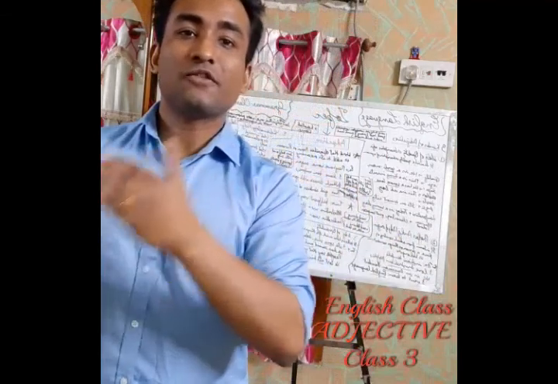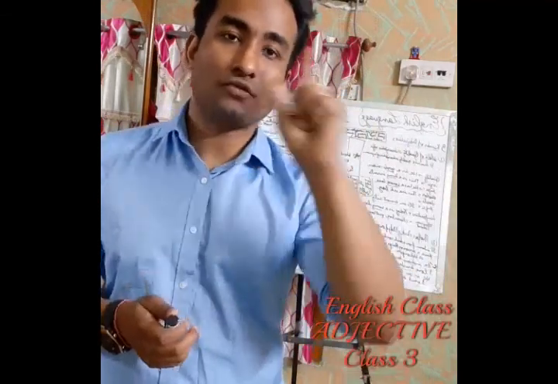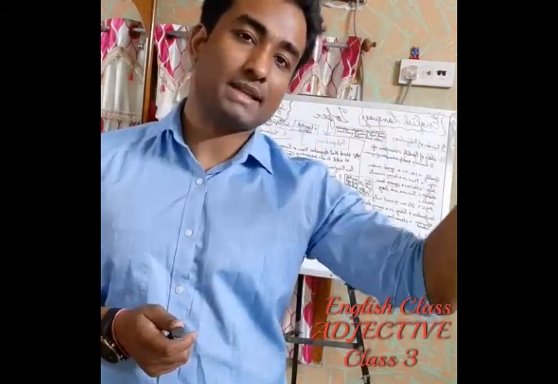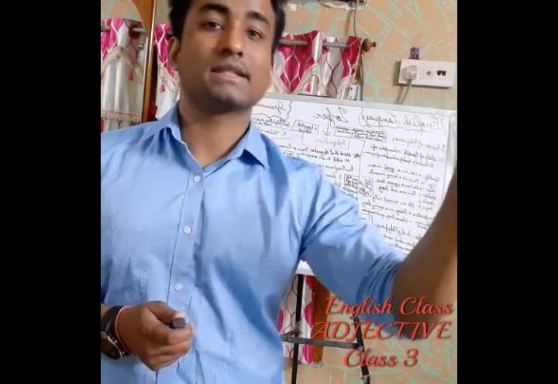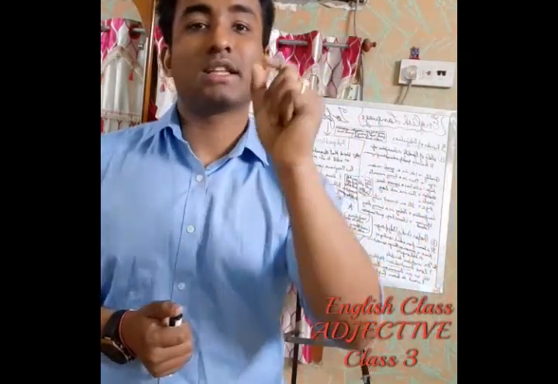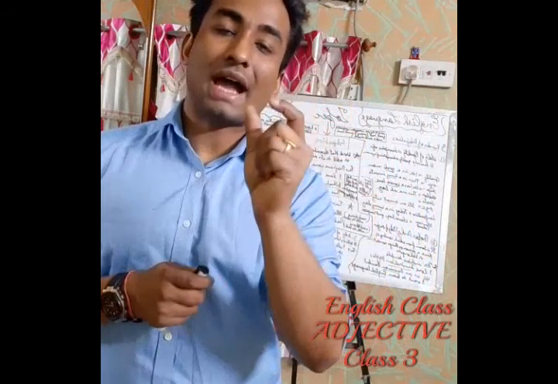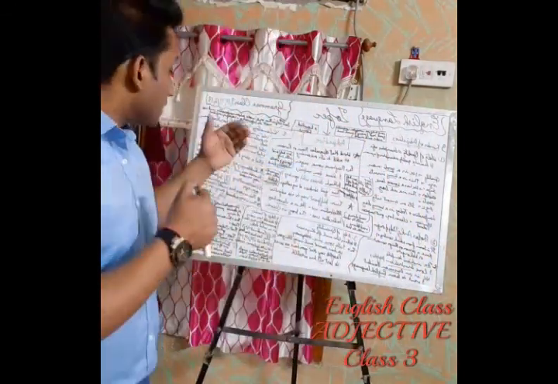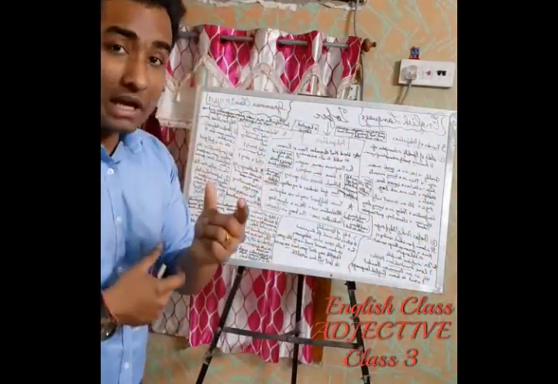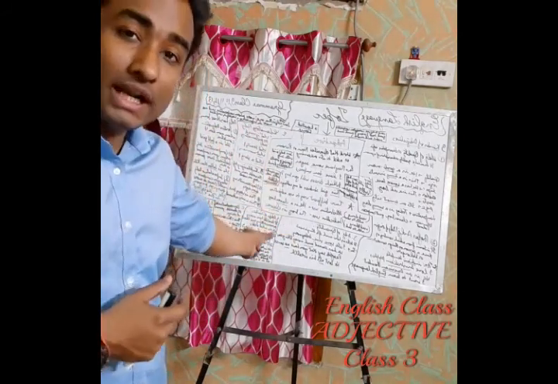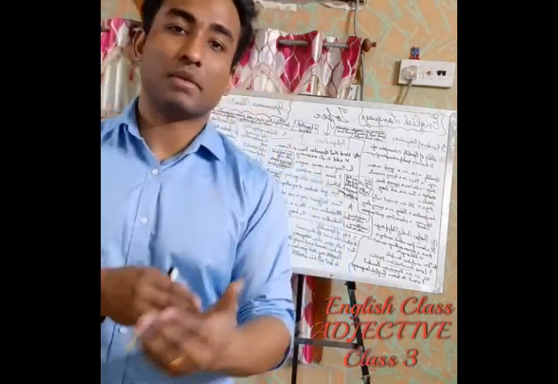Like he is the first man. So first is describing the word man. Man is a noun, and this noun is described by the word first. This first is an adjective. So adjective of what? Adjective of number, because we are talking about a number. But which number? Ordinal number. So this is how you remember, guys.